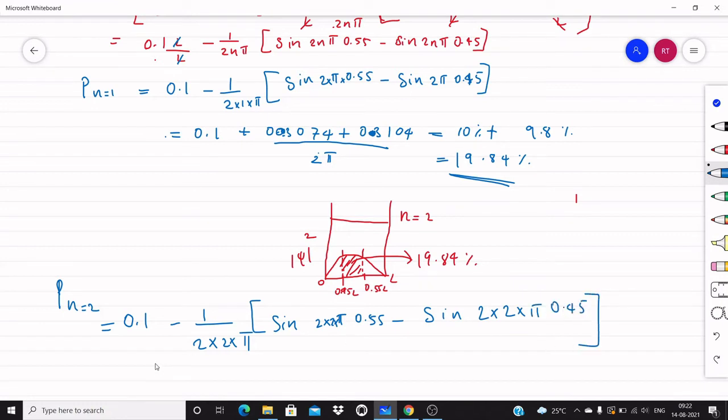So if you calculate this value, you are going to get the second term. First one is, as we know, it is going to be 10% because we already have calculated it. And the second one is going to be like this. Let me just remove the percentage.